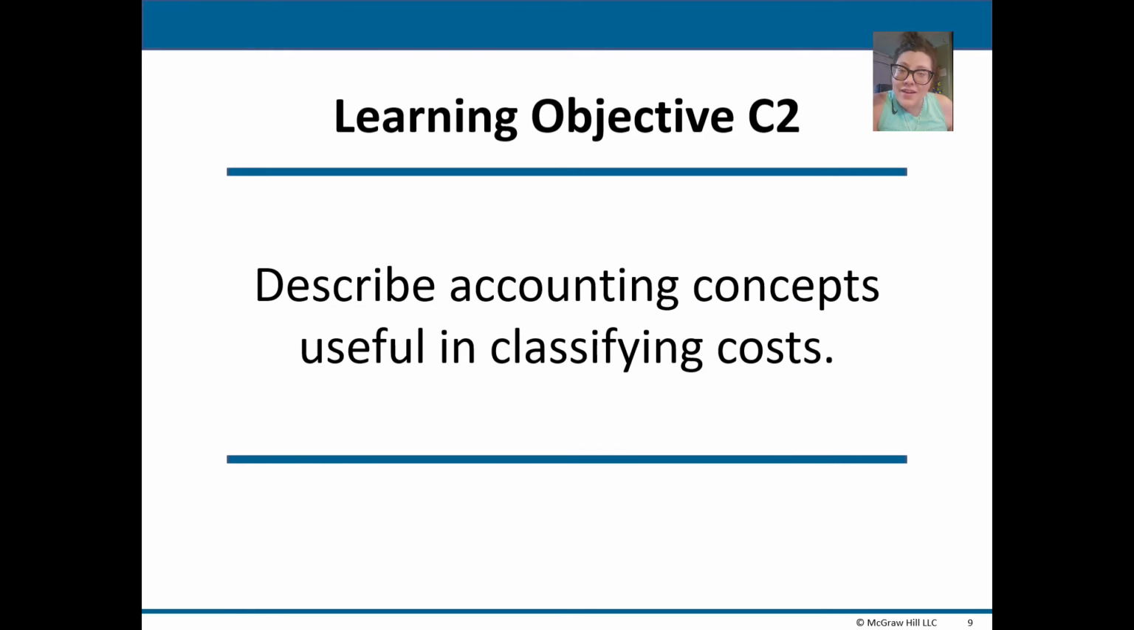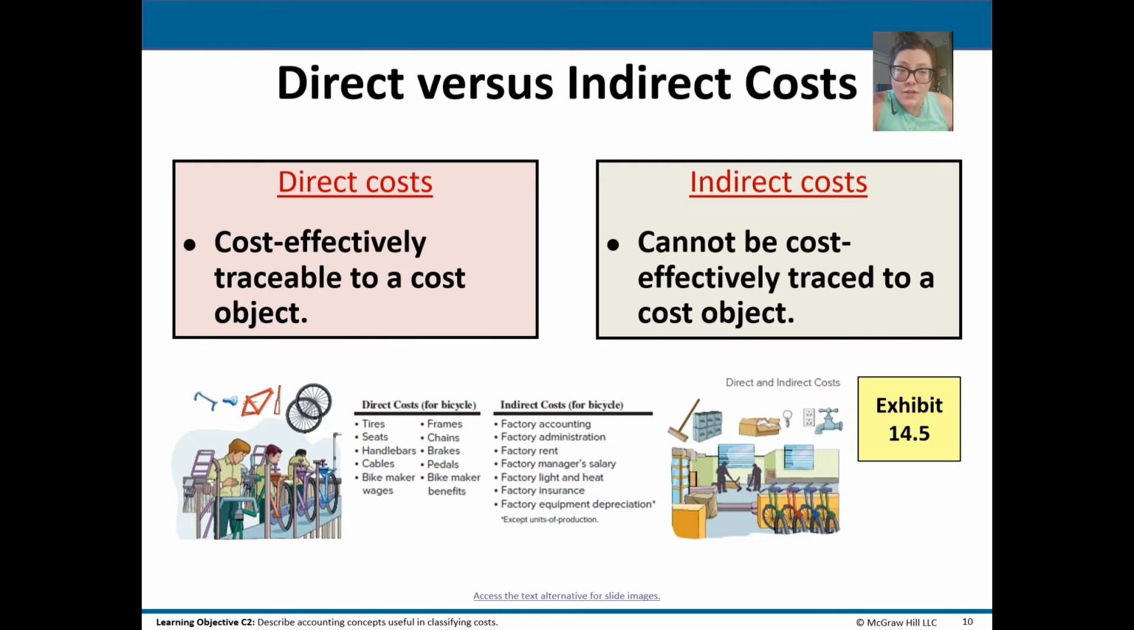Okay, we're going to switch gears now and talk about the accounting concepts useful in classifying costs. A cost is often traced to a cost object, which is like a product or a process or a department or even a customer. And direct costs are cost effectively traced to a cost object and include direct materials and direct labor.